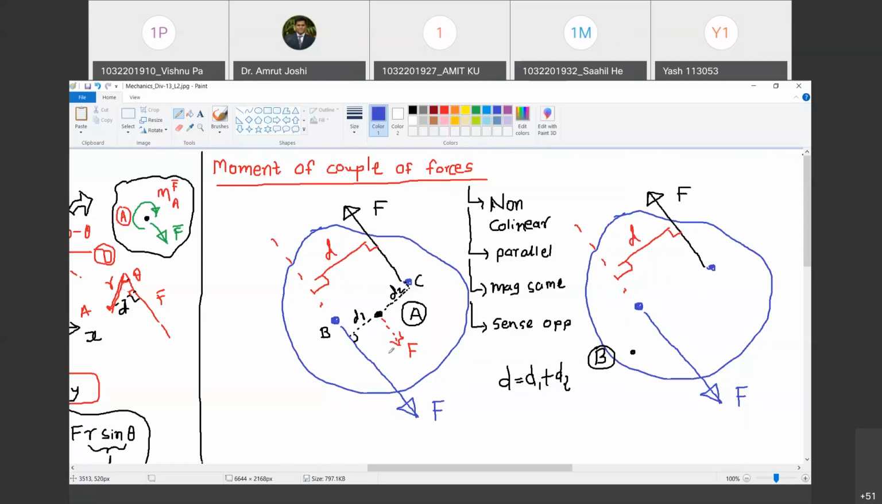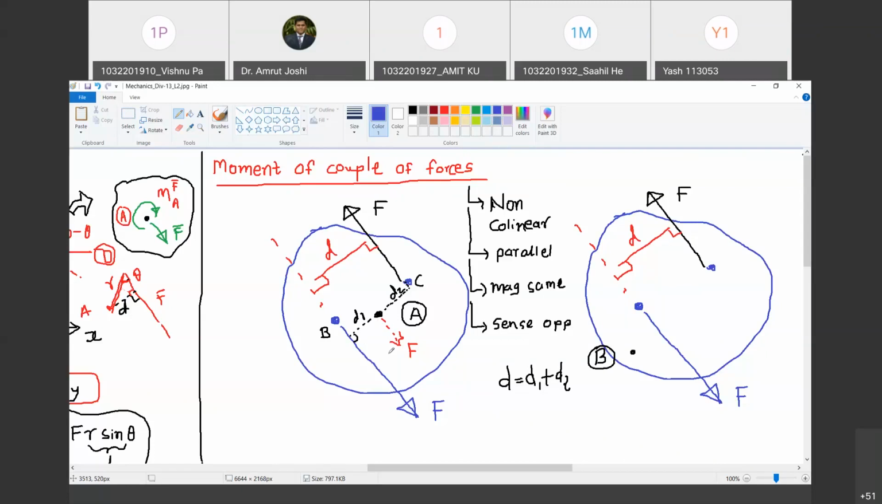And what is the sense? Hold the body at A in your hands. What is the type of rotation that this F is going to produce? Tell me. Sir, the body won't move because if D1 is equal to D2, then the moments of force will be equal and in opposite direction. So there'll be no... No, give me a minute.